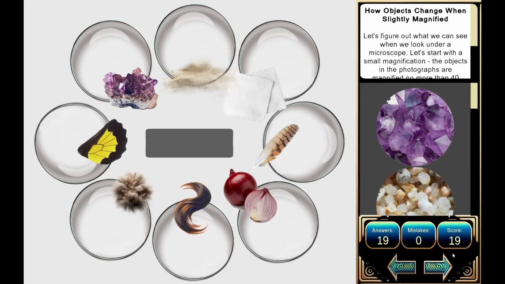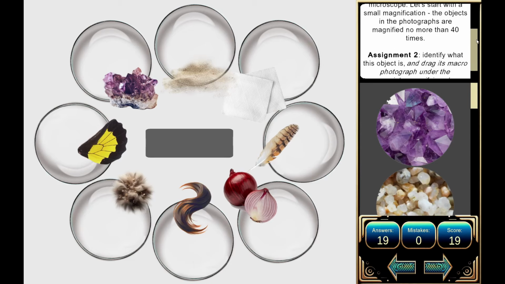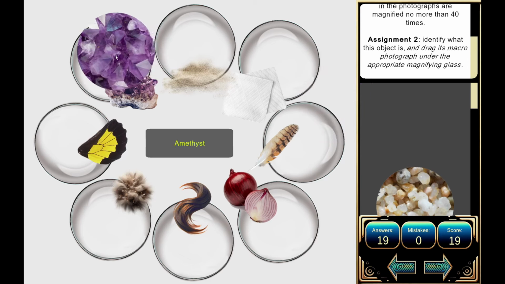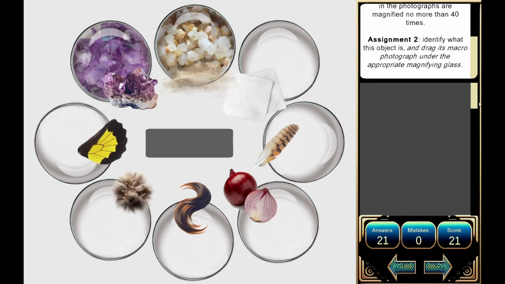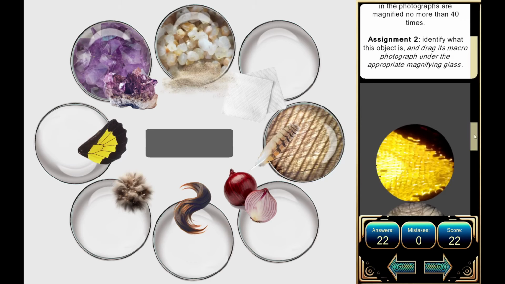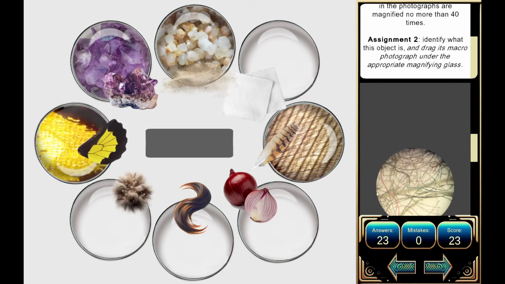Let's now see how different objects would look if we slightly magnify them, for example by 40 times. Amethyst still looks beautiful and recognizable, but the tiny crystals seem to turn into magical mountains. Small grains of sand start to look like boulders. On an owl's feather, we can clearly see the tiny hairs covering it. On a butterfly's wing, we can now see the scales.